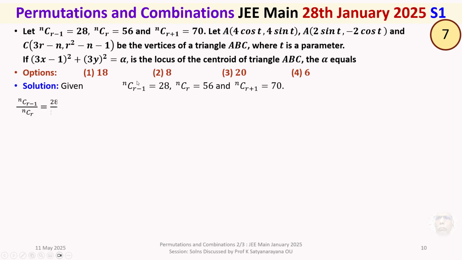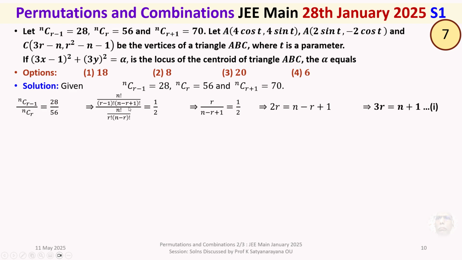Right, nC(r-1) by nCr is equal to 28 by 56. Using the formula, nC(r-1) by nCr is equal to 1 by 2. Then it will be r by (n - r + 1) is 1 by 2. Simplify, you will get 3r is equal to n + 1, the first equation, let us say.